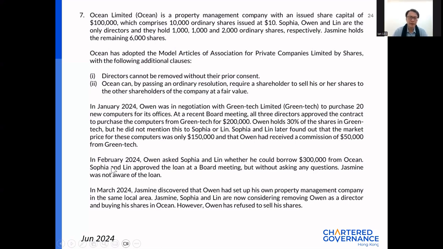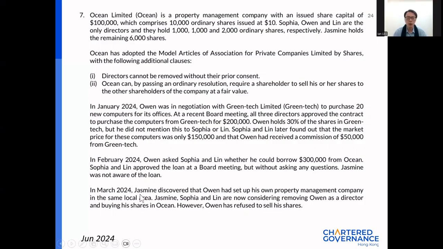Then, in February 2024, Owen asked Sophia and Lynn whether he could borrow 300,000 from Ocean Limited. Sophia and Lynn approved the loan at a board meeting, but without asking any questions. Jasmine was not aware of the loan. So here you can see it's a loan to a director. You can see that it was approved, but the remaining shareholder, Jasmine, was not aware of the loan.